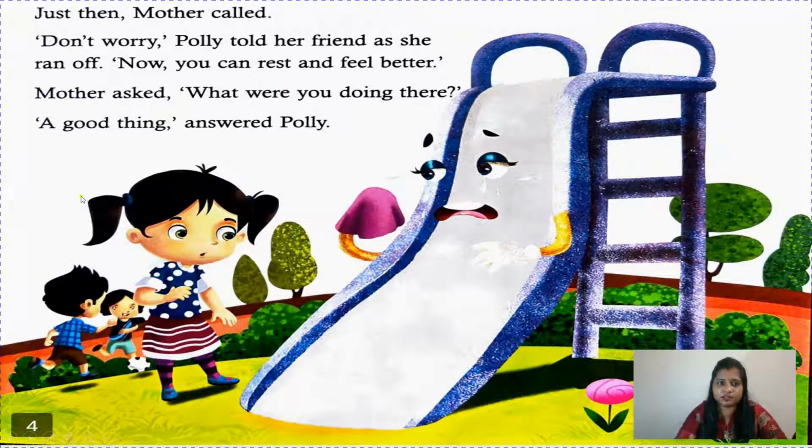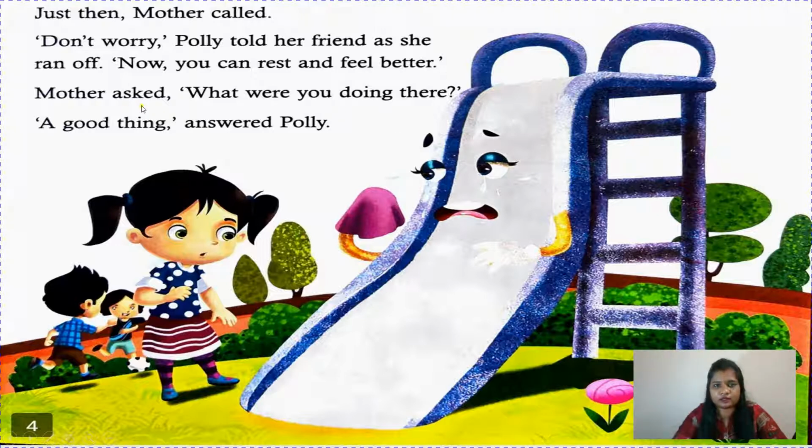Just then, Mother called. Don't worry, Polly told her friend as she ran off. Now you can rest and feel better. Now Polly is talking to her new friend. Who is her new friend? The slide. Children, see in the picture, can you see a big handkerchief? Purple color. Okay, and he is wiping his tears with this handkerchief. So Polly is telling her new friend that there is no need to worry. Why? Because she has done something with that paper and red crayon so that it can take rest and feel better.